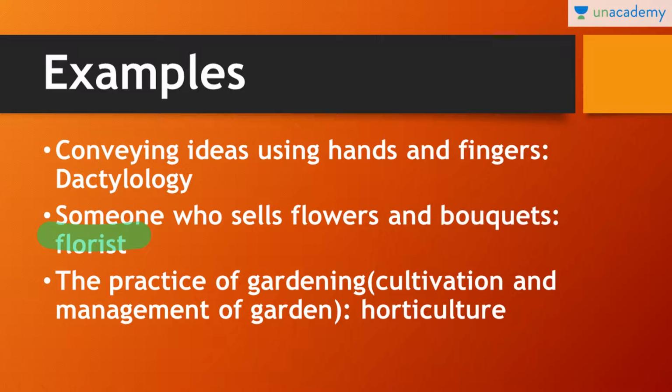Next, the practice of gardening, which involves cultivation and management of a garden. So the practice or the art of gardening. Now gardening involves cultivation or creation of the garden as well as taking care of it later. So this practice or this art is known as horticulture.